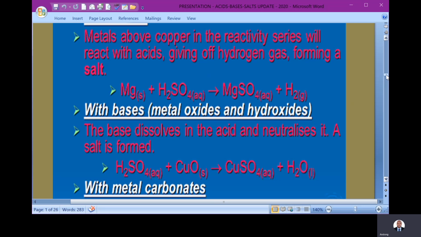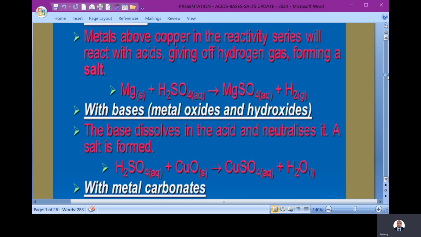we call them insoluble bases, like copper oxide. When they react with an acid, a sulfate is formed. The copper sulfate is formed. These are insoluble salts that are being formed. This is a neutralization reaction, because when an acid reacts with a base, or when an acid reacts with an alkali, a neutralization reaction occurs as a result of the formation of water and salt.